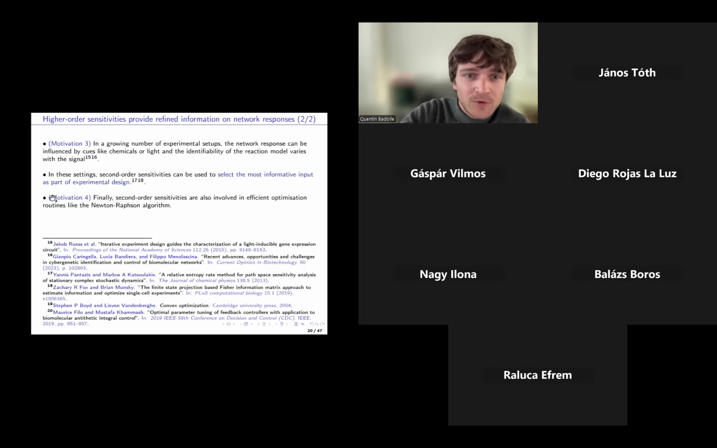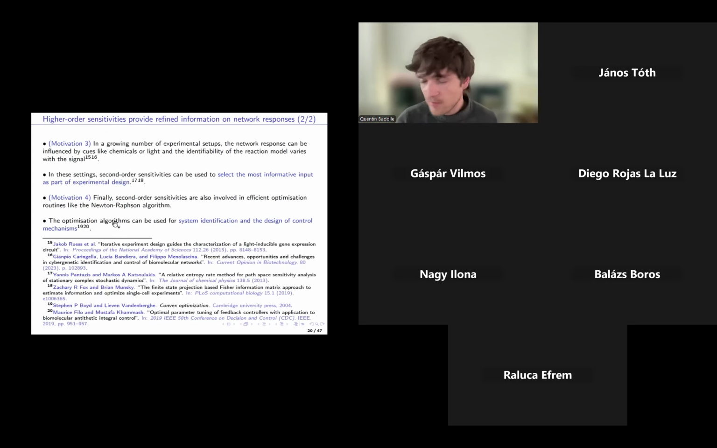And fourth and last motivation is that the second-order derivatives are used in efficient optimization routines like the Newton-Raphson algorithm. And then these optimization algorithms can themselves be used for system identification or the design of control mechanisms. And I've listed a couple of papers to introduce the different points which I've made on this slide.